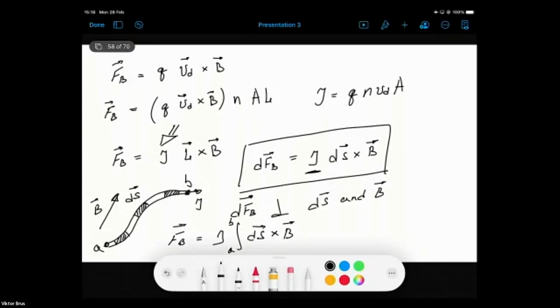So that is the general equation, which in all cases will give us the possibility to calculate the total magnetic force exerted on a conductor with current, regardless of its shape or length. Now let us consider an example of how we can run these calculations.